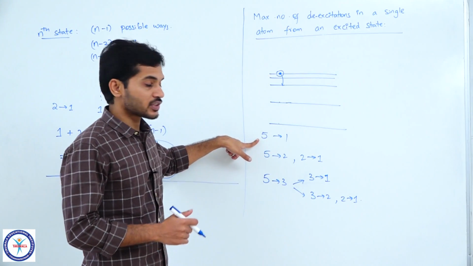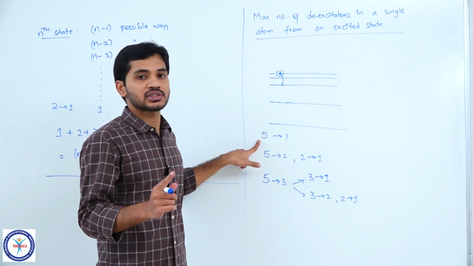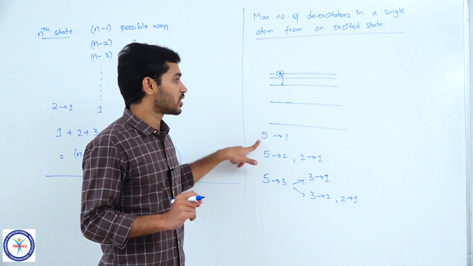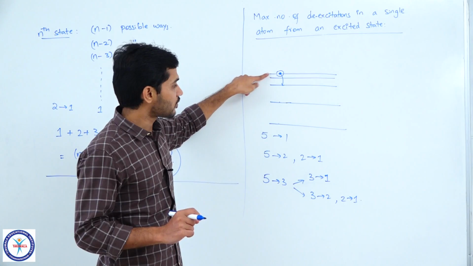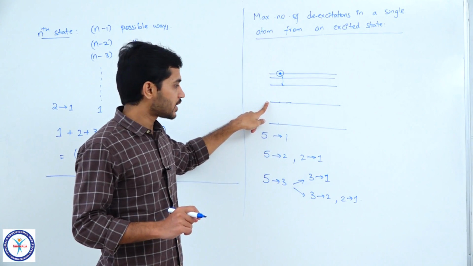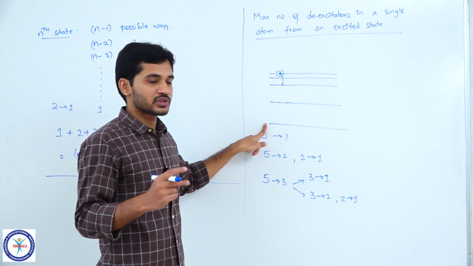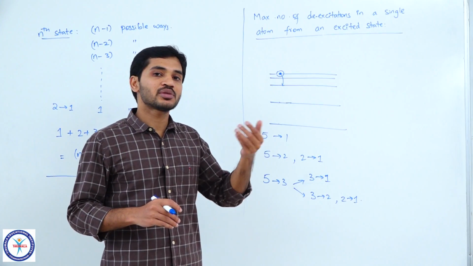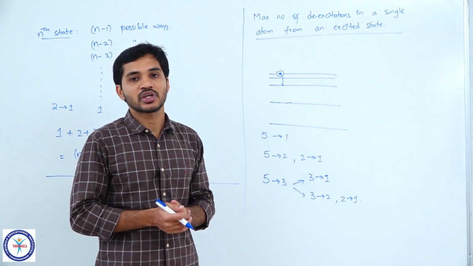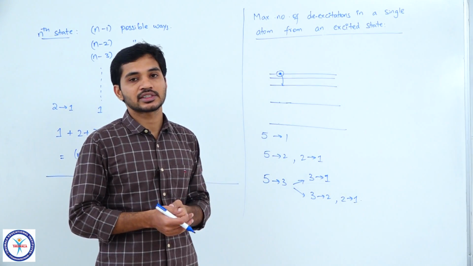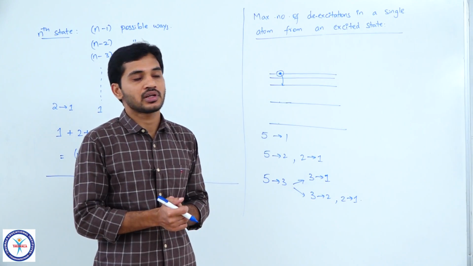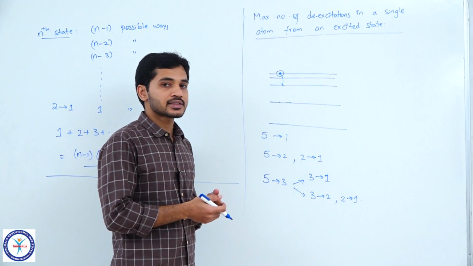See, if you choose this, there is only one de-excitation and only one photon that is emitted. If you choose this, which means 5 to 2 and then 2 to 1, there are two possibilities. So in that manner, what is the maximum number of photons that can be emitted while the electron gets de-excited to the lower energy level?